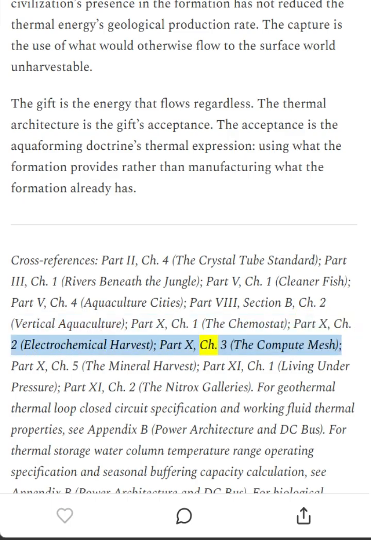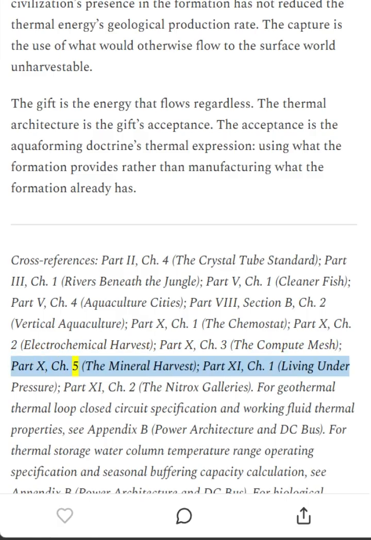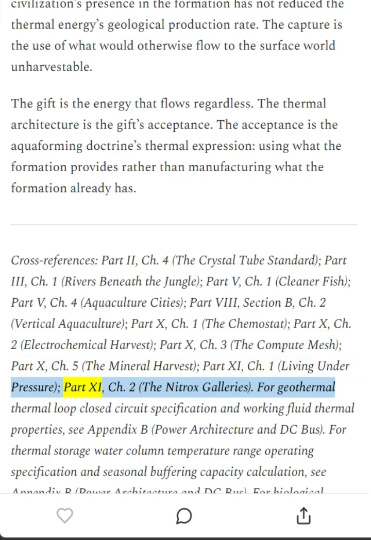Part 10, CH3, the Compute Mesh. Part 10, CH5, the Mineral Harvest. Part 11, CH1, Living Under Pressure. Part 11, CH2, the Nitrox Galleries.